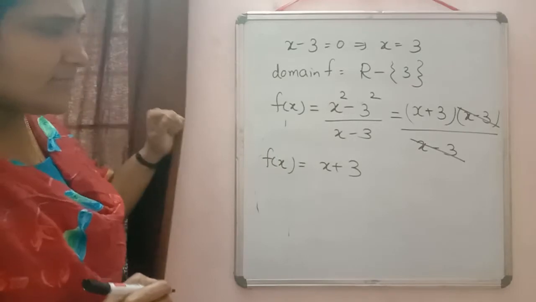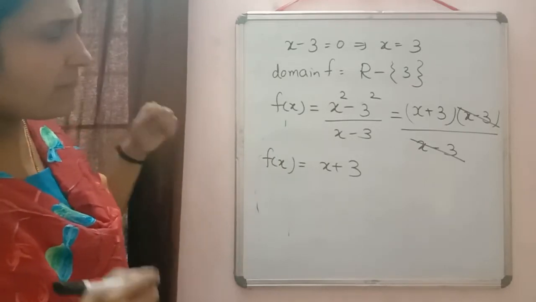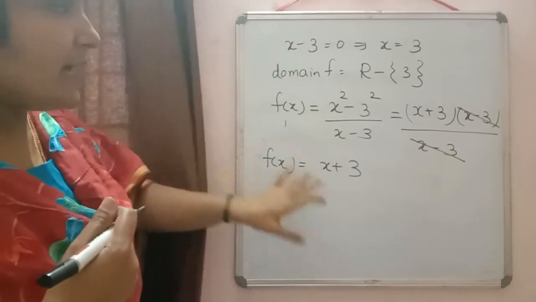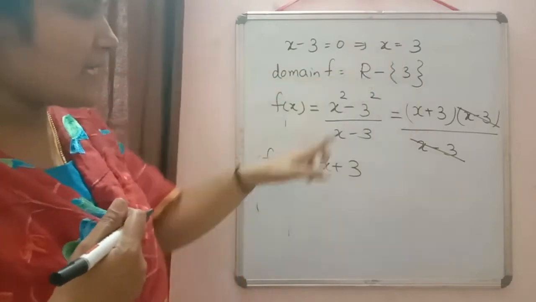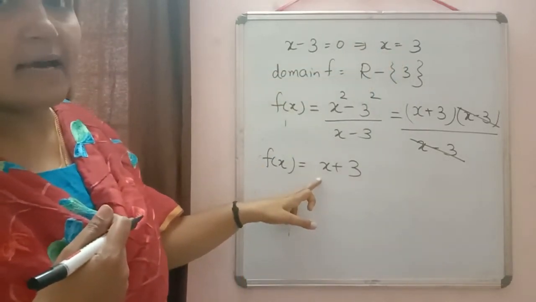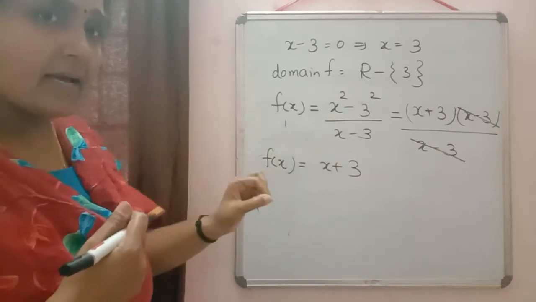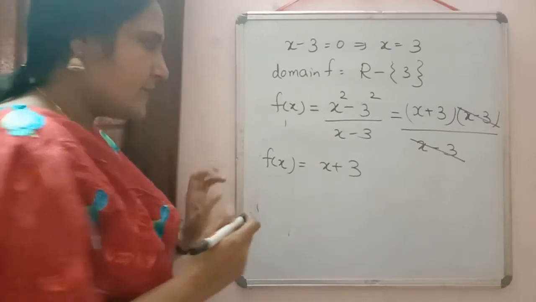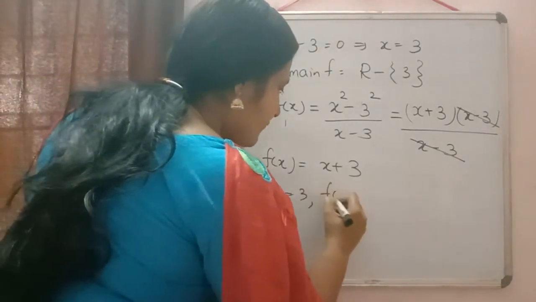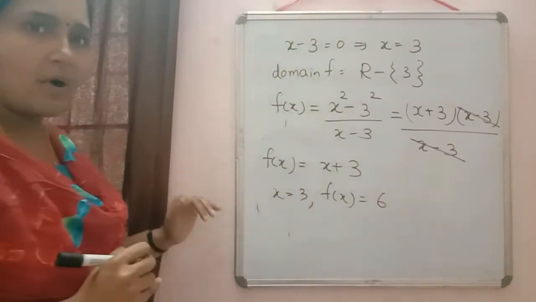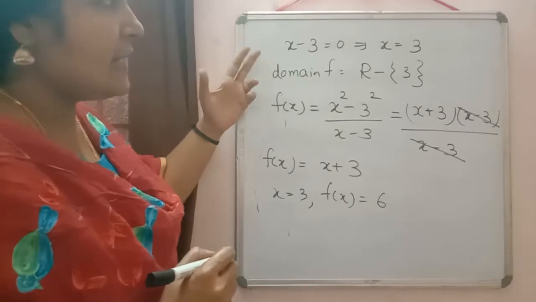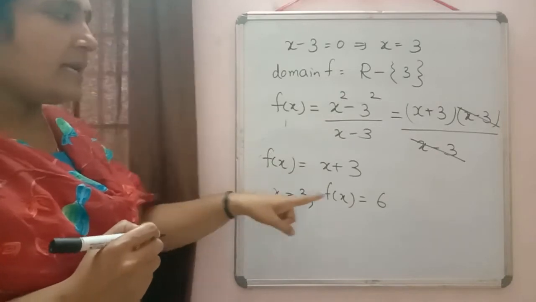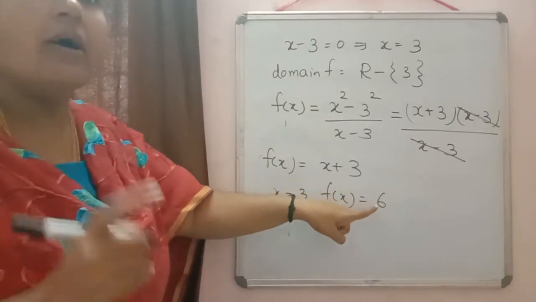So now by seeing this expression, we have to find out which value f of x will not take. What is the restriction for x? x will not take the value 3. Except 3, x can take any other value. So here also we have to check when x is equal to 3, what will be the value of f of x. When x is equal to 3, we will get f of x is equal to 6. But when we wrote the domain, we wrote that x will not take the value 3. So if x is not equal to 3, then f of x also will not take the value 6.